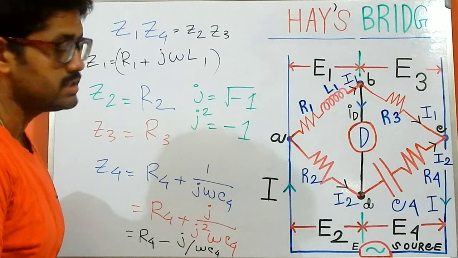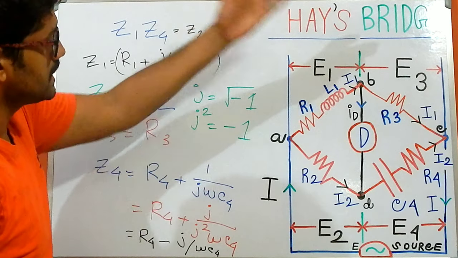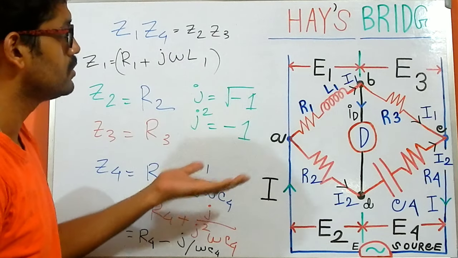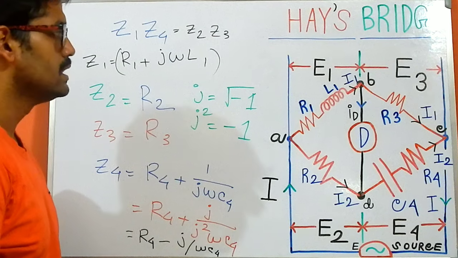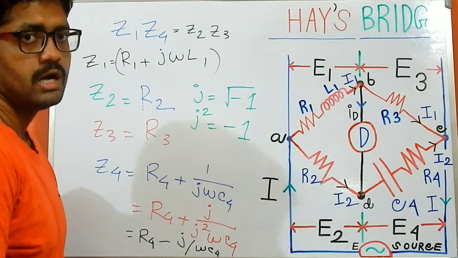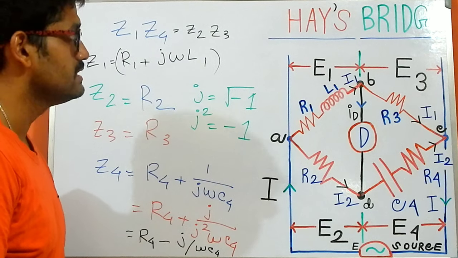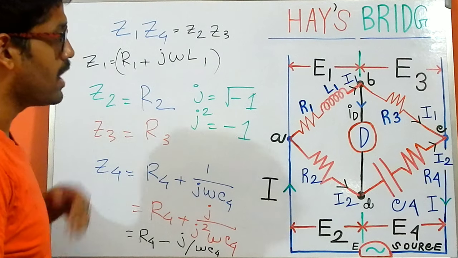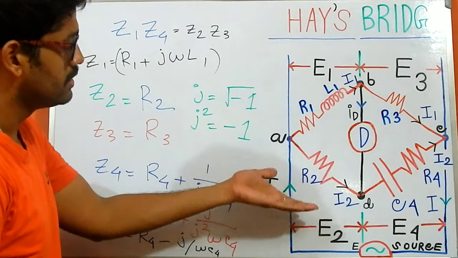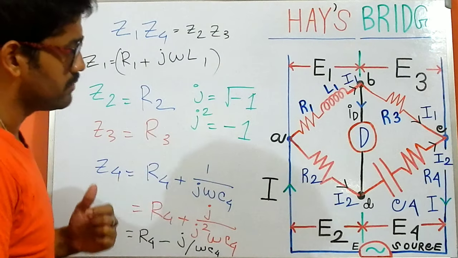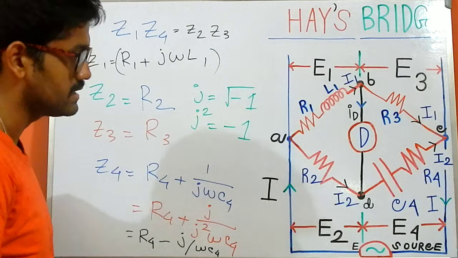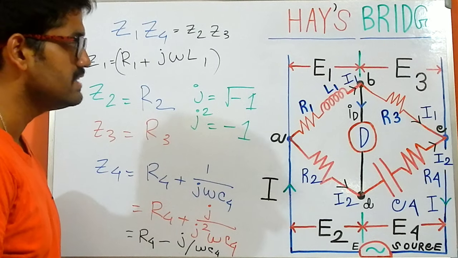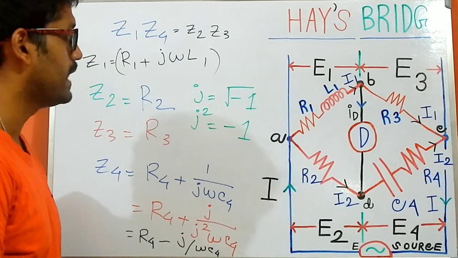Do you understand my point? I want to repeat this portion once again. Here, this R1 and L1 is our unknown arm, and we don't know the values of R1 and L1. By using this Hayes bridge, our ultimate objective is to find out the value of R1 and L1. R2, R3 and R4 are non-inductive resistors, and C4 is connected over here. By adjusting these values, we have reached the null condition or balanced condition.